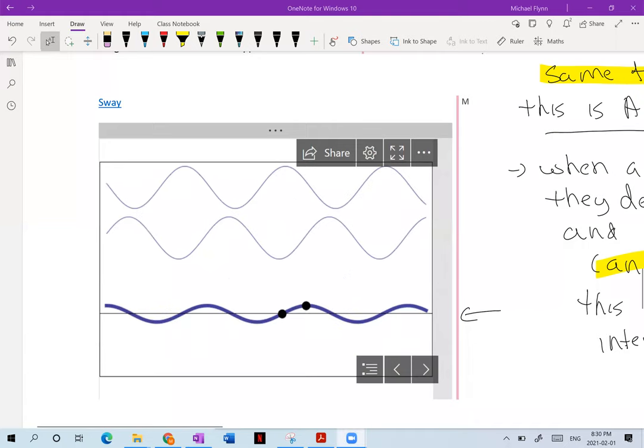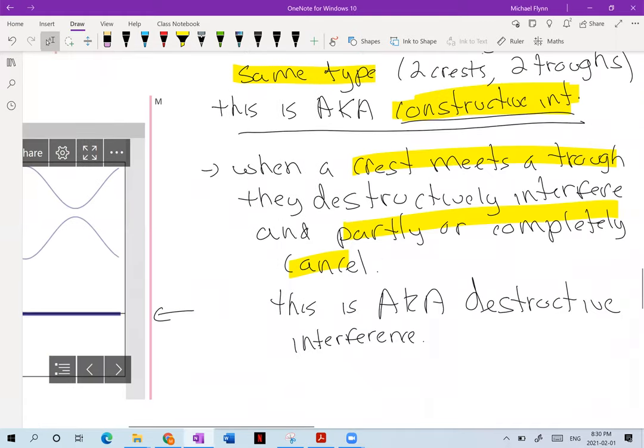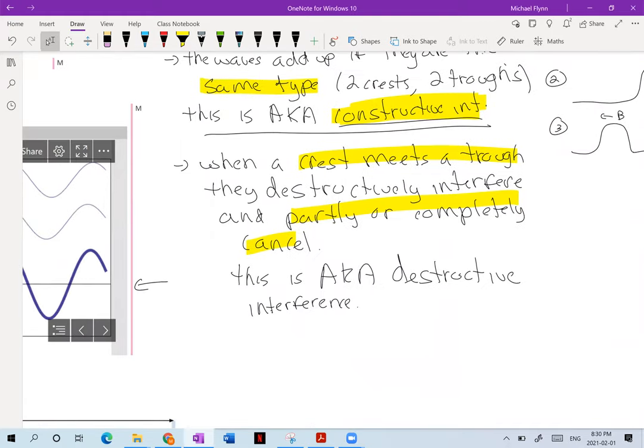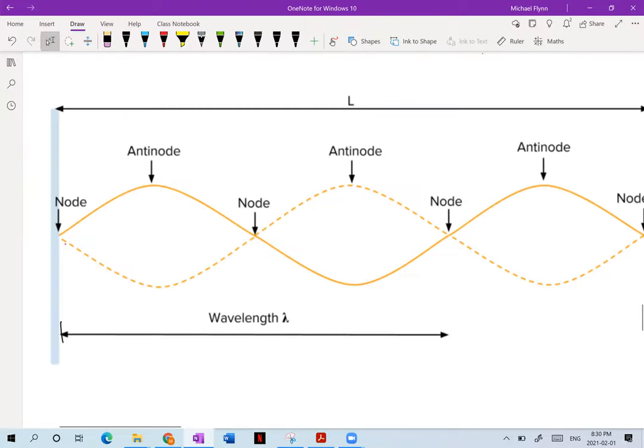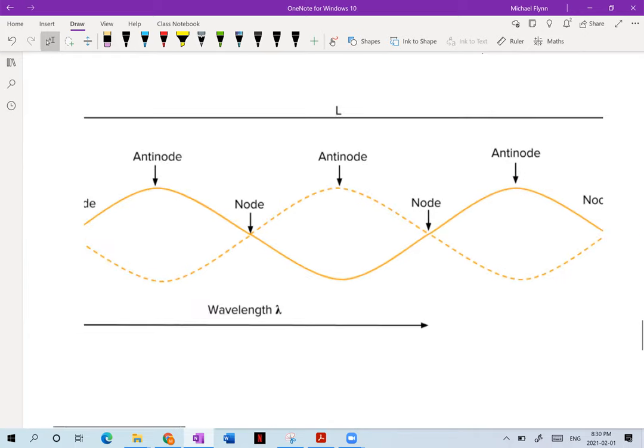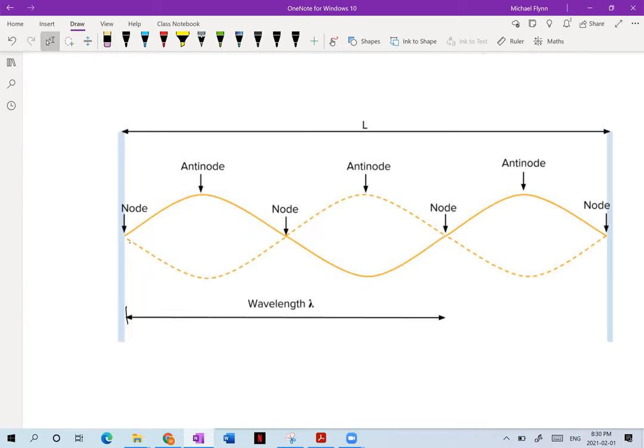We call this an interference pattern, okay? And you get constructive and destructive interference. This is how we draw it, okay? So normally when we're drawing them by hand, we draw them like this. So these points here are your nodes, and nodes are half of a wavelength apart from node to node. And this is what we call an interference pattern.